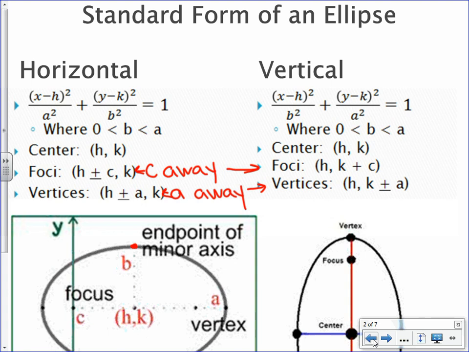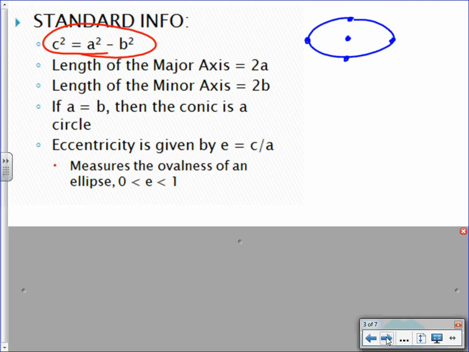So wherever the bigger number is in your denominator, that's how you tell if it's vertical or horizontal. A is going to tell you how far to move in that direction. B is going to tell you how far to move in the other direction from your center. Okay? So we need center, we need vertices, we need foci, and then we're also going to measure eccentricity. Okay? So let's get started.